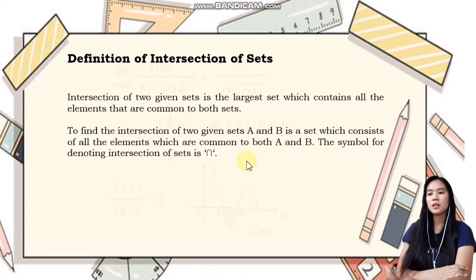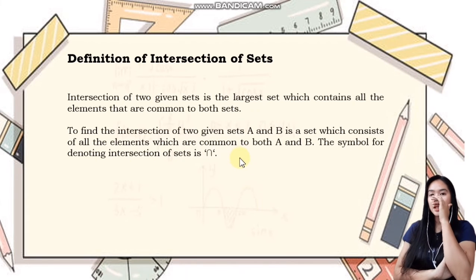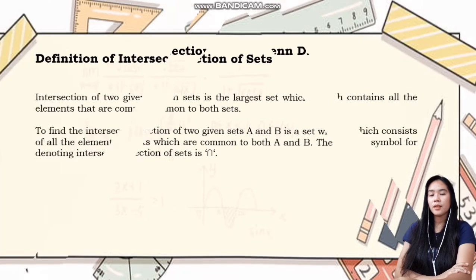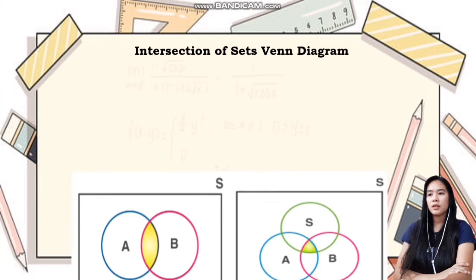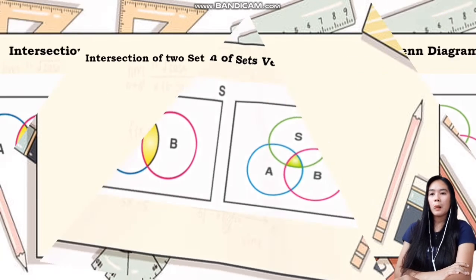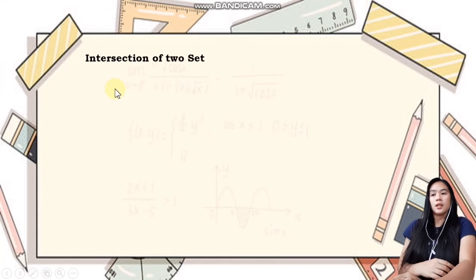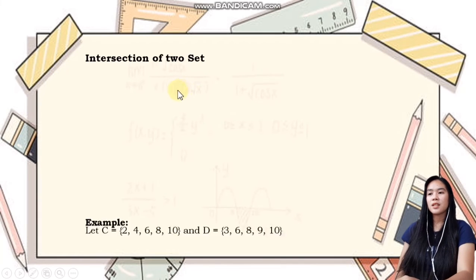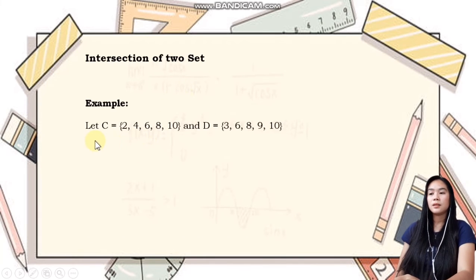So, dito sa intersection of set, ang hahanapin natin is yung parehong elements meron ang dalawang sets natin. So, here is the intersection of set Venn diagram. Then, intersection of two sets example. Given natin, let set C equal 2, 4, 6, 8, 10, and set D equal 3, 6, 8, 9, 10.